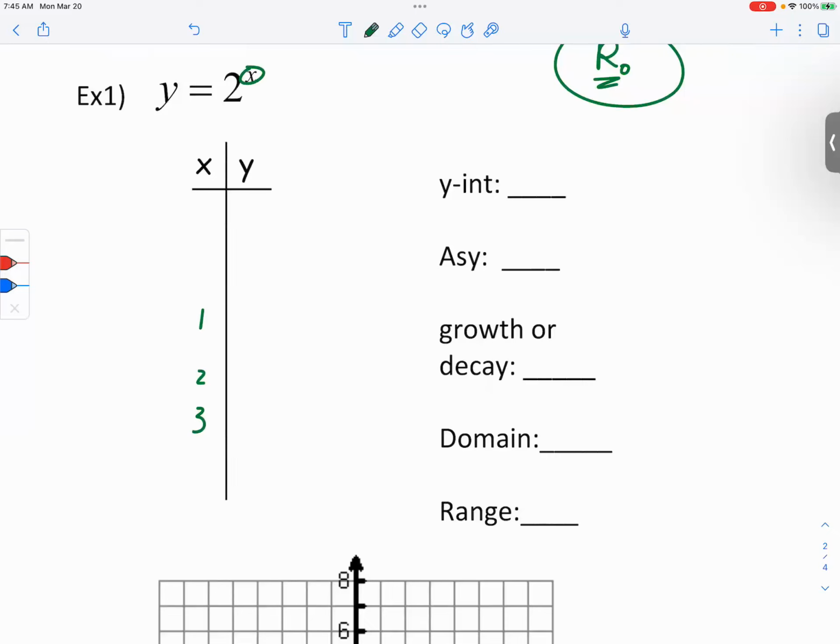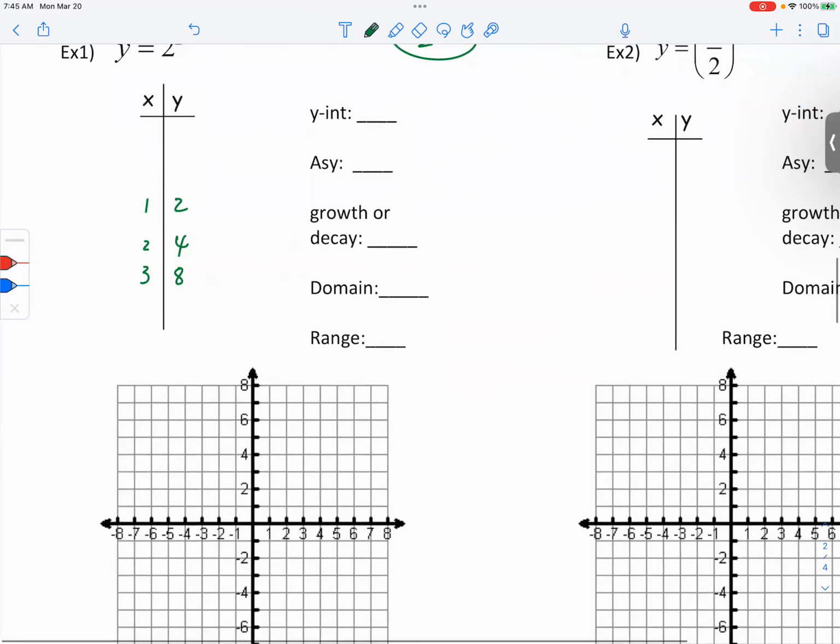What's 2 to the first power? 2 to the second power? And 2 to the third power? All right, so you can put these dots on the graph: 1, 2; 2, 4; and 3, 8. Right?